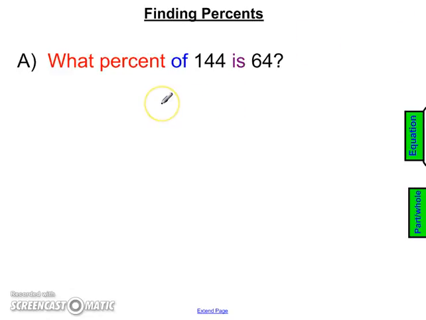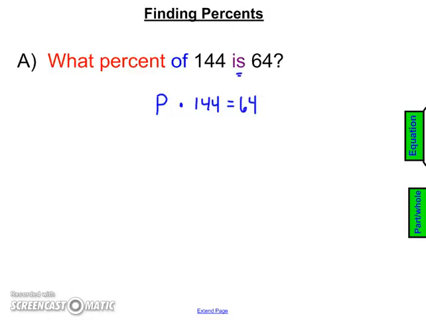So if you look at what I have here, what percent of 144 is 64? One of the things as I look at this, I can realize that, okay, we got "of" is multiply. Well, what percent? That's an unknown, so I'm just going to convert that. I'll use P for percent. 144 is our number. "Is" means equals. And then I have 64.